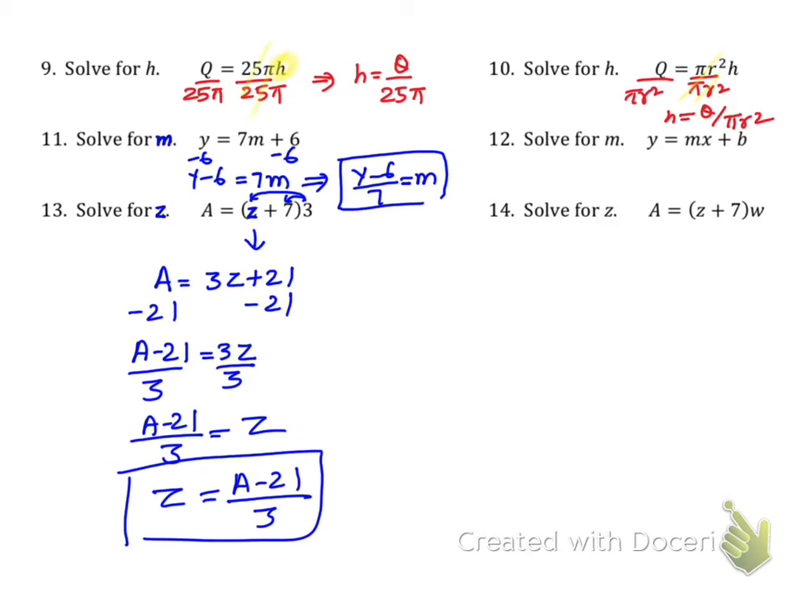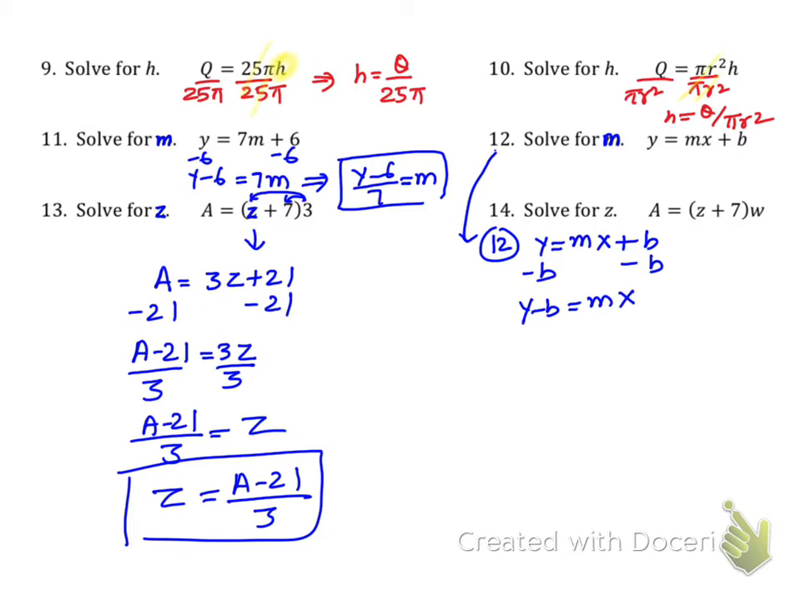If I have to do question number 12, I have to solve it for y equal to mx plus b. So let me do it here, this question, that I don't have enough space over there. 12 is y equal to mx plus b. I have to solve it for m. They're saying solve it for m. So I need to isolate m. So I subtract b from both sides. Y minus b is equal to mx. And then I divide both sides by x.